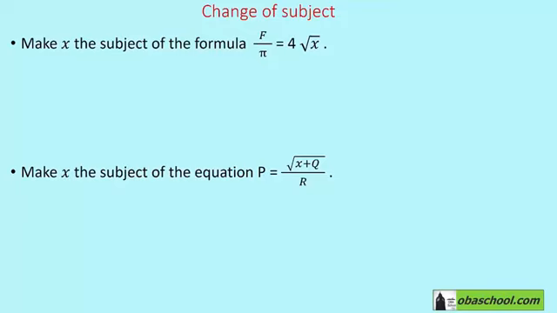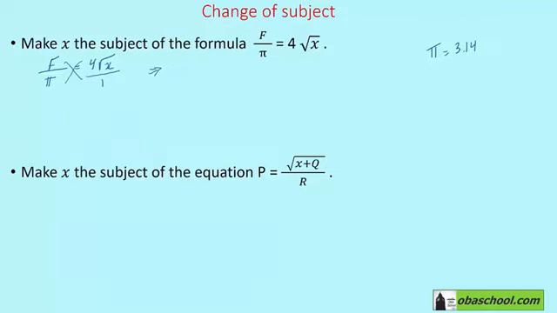In this video we will continue solving exercises about the change of subject. The first exercise says: make x the subject of the formula f over pi equals 4 radical x. Now I want you to note that pi is equal to 3.14 and it has a fixed value, and pi is not a variable. We already know that it is equal to 3.14, but the subject should be x. So let's get on to isolate the x.